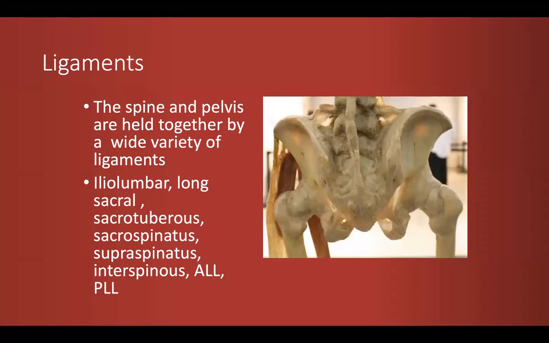And you can see those here, where you have the interspinous and supraspinous ligaments holding the spinous processes together, the iliolumbar ligament coming onto the iliac crest, the sacrotuberous ligament running from the sacrum onto the ischial tuberosity, and then anteriorly we'd see the anterior and posterior longitudinal ligaments.